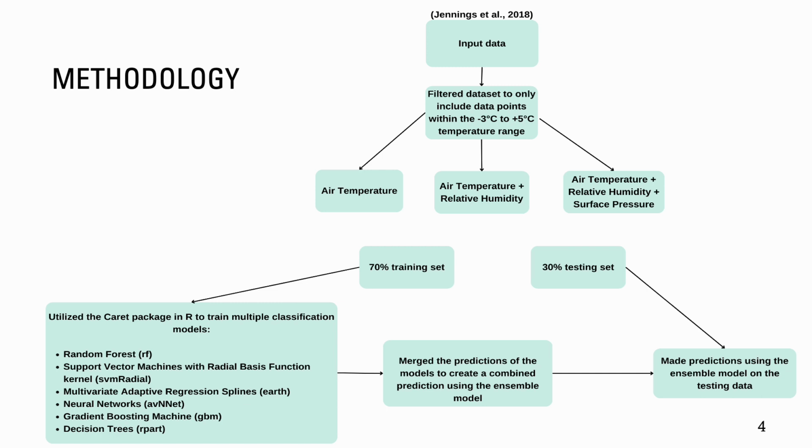Afterwards, I split each of these data tables into a 70% training set and a 30% testing set. I utilized the caret package in R to train multiple classification models, and the 6 classification models that I used are listed here in case you're interested. Then I merged the predictions of the models to create a combined prediction using the ensemble model. And finally, using that same ensemble model, I made predictions on the testing data.